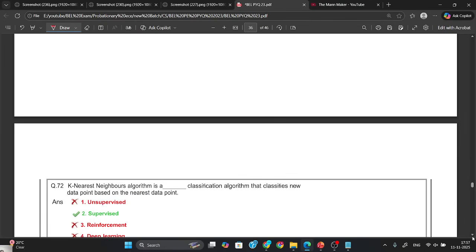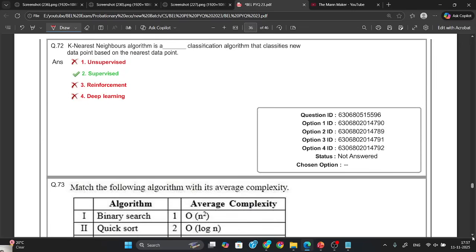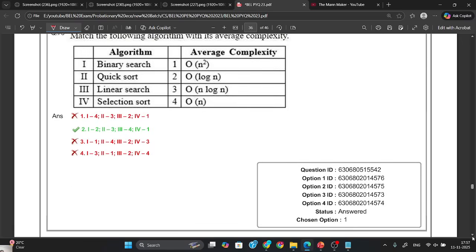Okay. Now the next one is your 72. K nearest neighbor algorithm is a classification algorithm that classifies a new data point based on the nearest data point, that is supervised. Okay, option B is your right answer.